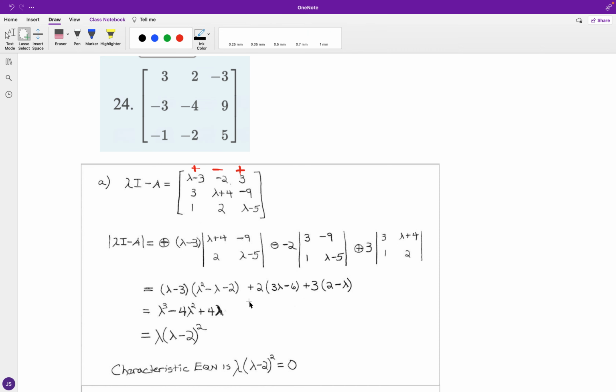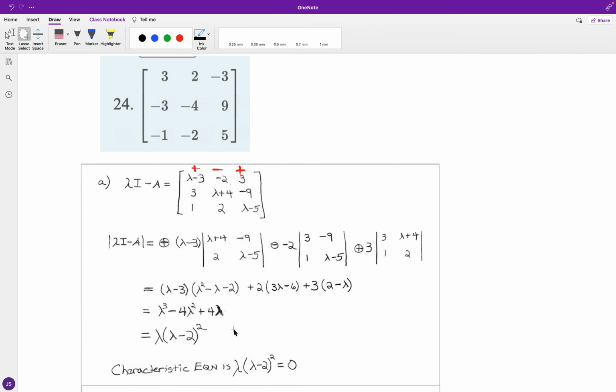Then we're going to have plus 2, next 2 by 2 determinant, we end up at 3 lambda minus 6. Then we have plus 3 times the last of the 2 by 2 determinants, which will be the result of 2 minus lambda. And looking at combining like terms together after the distribution, we're going to end up at lambda cubed minus 4 lambda squared plus 4 lambda.